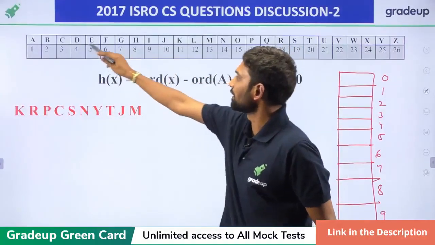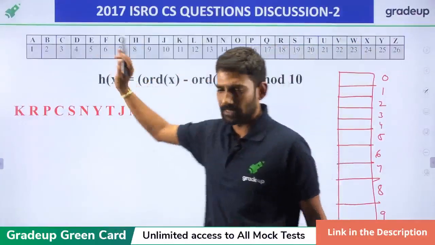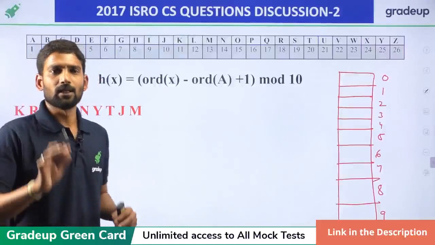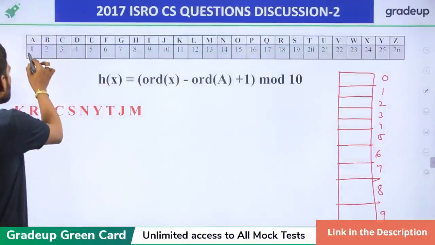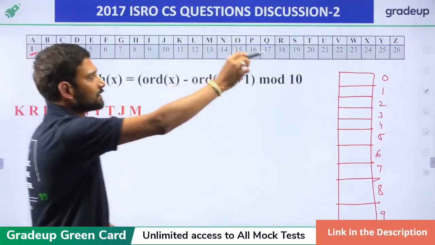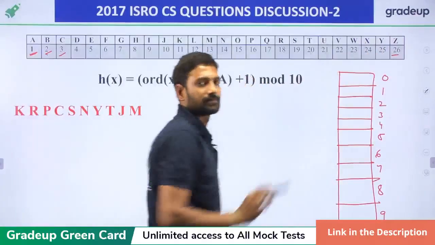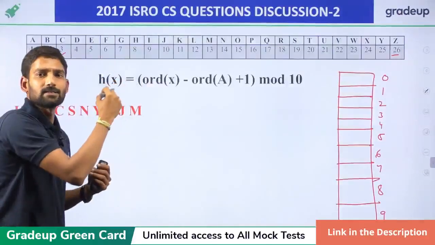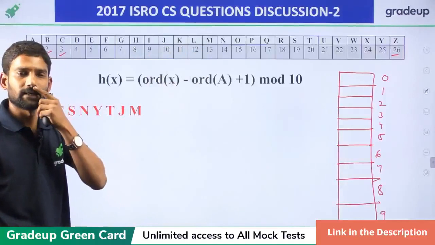Here I have written the numbering for the letters. In linear probing, that means in the order: A is the first number, B second, C third, and so on. Z will be the 26th letter. So, for easy access, I have presented it here.